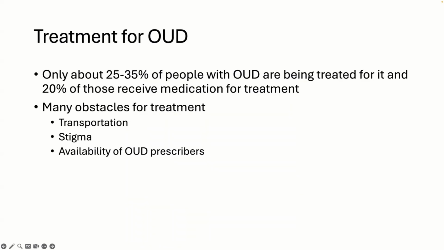So, what about treatment for opioid use disorder? What we find in the literature is that only about 25 to 35% of people with opioid use disorder are being treated for it. And 20% of those receive medication for their treatment. There are, of course, many obstacles to treatment. Some of those include transportation, stigma, and the availability of opioid use disorder medication prescribers.